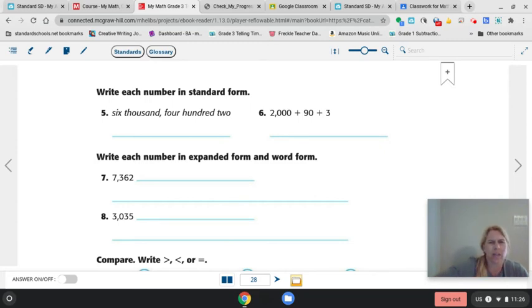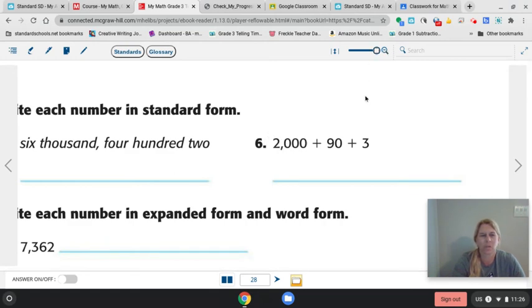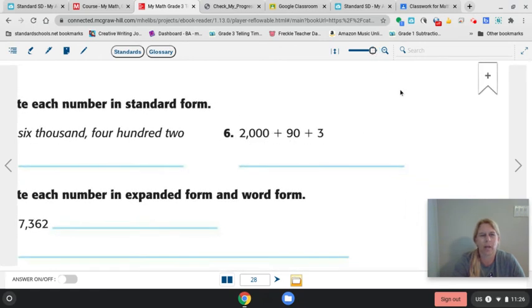Is that where I write the number out long? Wait, there's word form right there, right? This is word form, so it can't be word form. Standard form is writing the digits. So write the number 6,402. You're doing this on your whiteboard, okay?